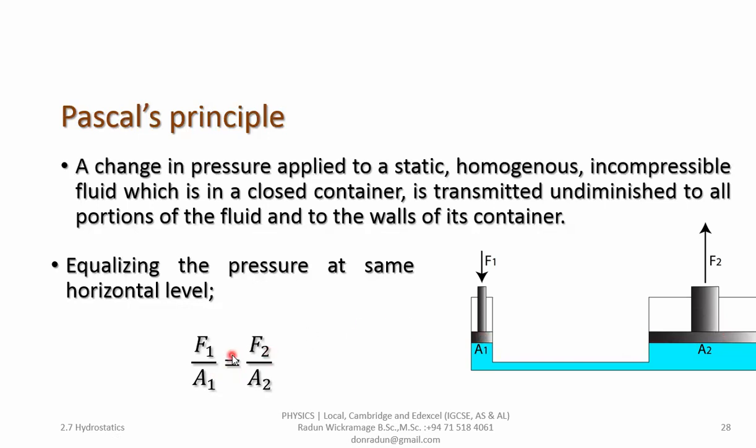So we can write down the equation: force on the small piston divided by the cross-sectional area of the small piston is equal to that ratio for the large piston. So this is called Pascal's principle equation. We can use this equation to determine any unknown area or force.